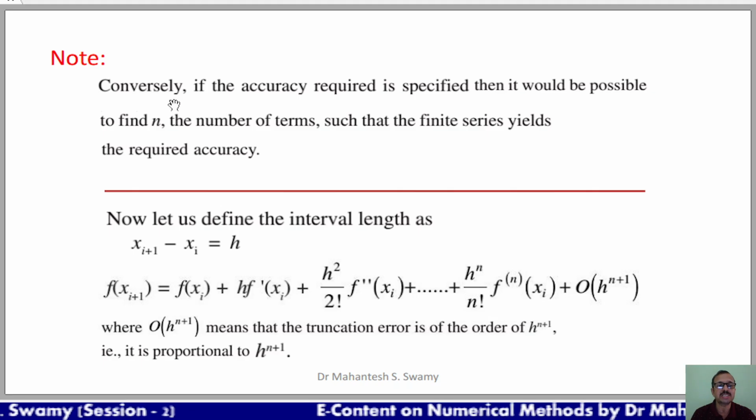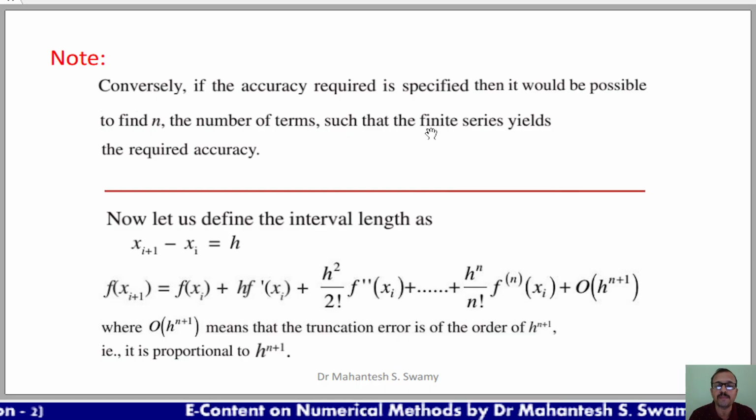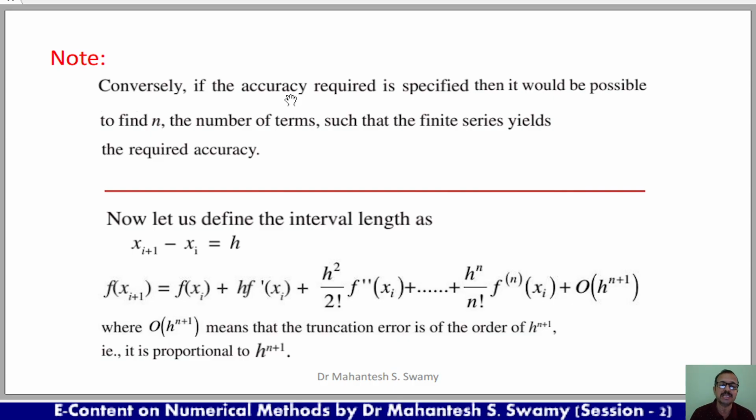Similarly, conversely, we can say that if the accuracy required is specified, then it would be possible to find the number of terms, that is n, such that the series yields the required accuracy. So the infinite series, which is being truncated to a finite series with n terms, that can be determined. How many terms are to be retained can be easily judged by knowing the accuracy required, that is, if the remainder is given. So then, to derive the formula for that, let us now define an interval length.